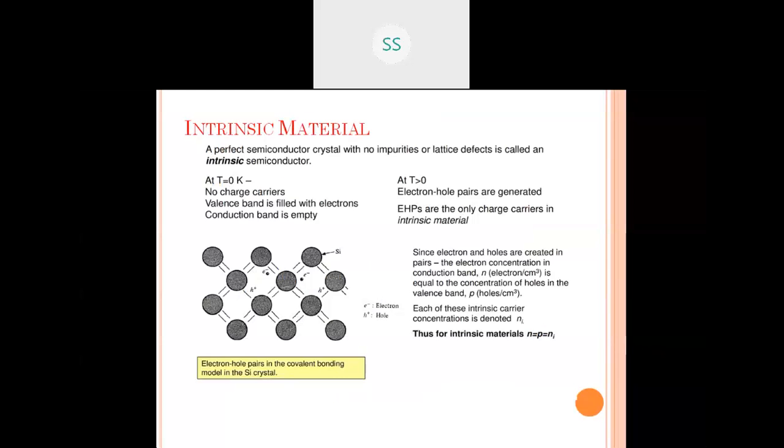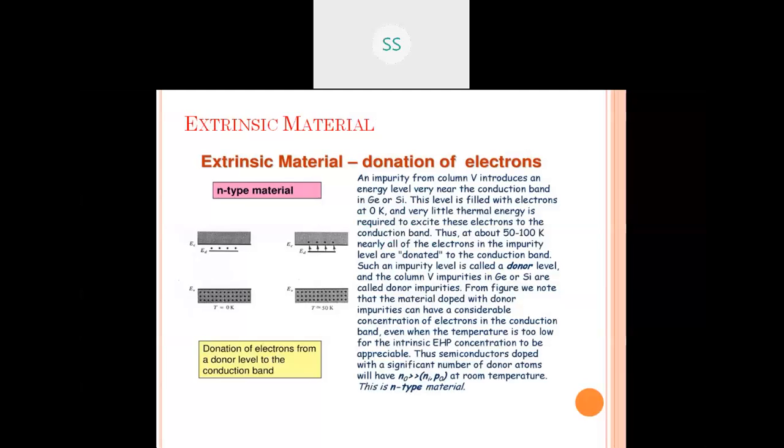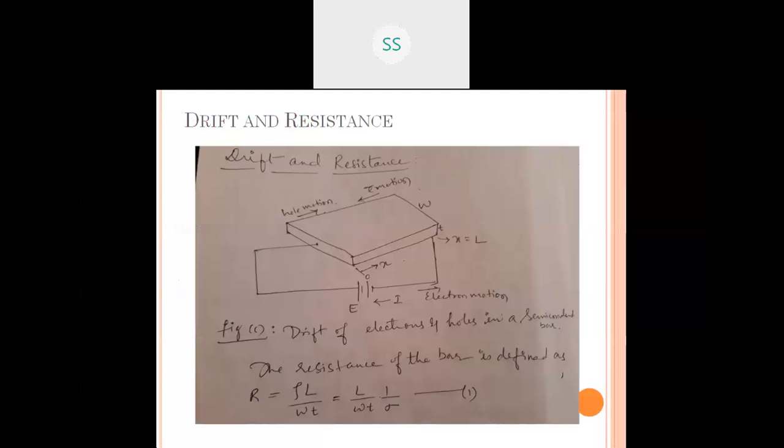Then we started with intrinsic material. How do we define an intrinsic material, and what is the other classification, that is extrinsic material? In extrinsic material we get acceptor levels and donor levels, and what are the meanings of those two. Later with the help of many pictures we tried to understand how a donor level is formed and how an acceptor level is formed, in order to understand in detail the concept of impure semiconductors, that is extrinsic semiconductors. Then later I derived the conductivity and mobility part. I took a live derivation class, and I have also given the material for that.